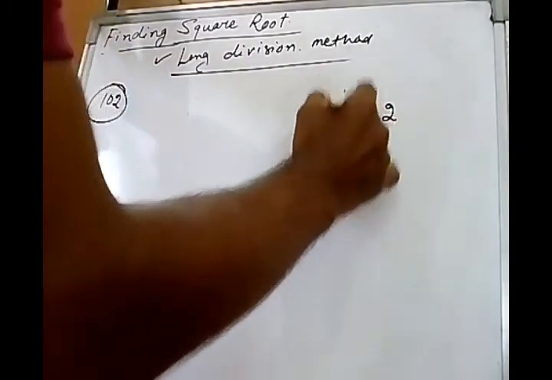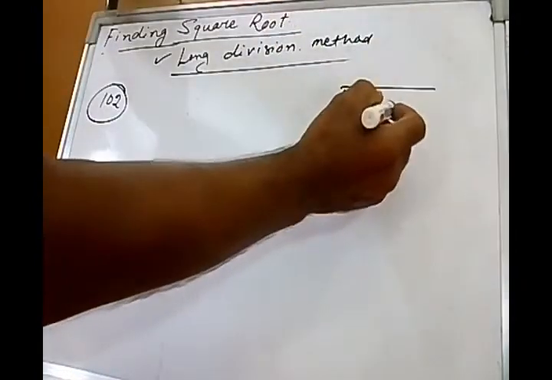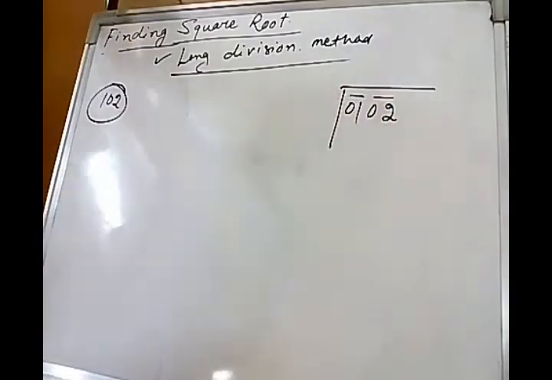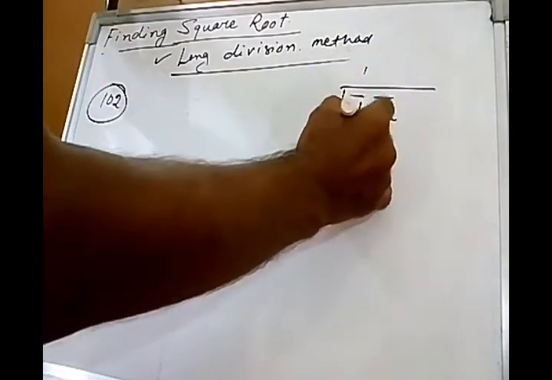So let's do 102. Now I am going to find out the square root. From the right hand side, ones place, I will make pairs. So this is one pair and this one is the second pair, putting 0. Now the first pair is 1. 1 is whose square? 1 square only. So 1 1s are 1 here.